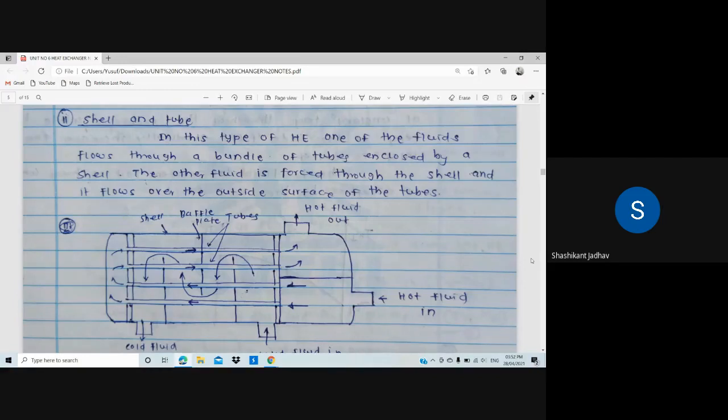Okay, so in this type of heat exchanger one of the fluids flows through a bundle of tubes.